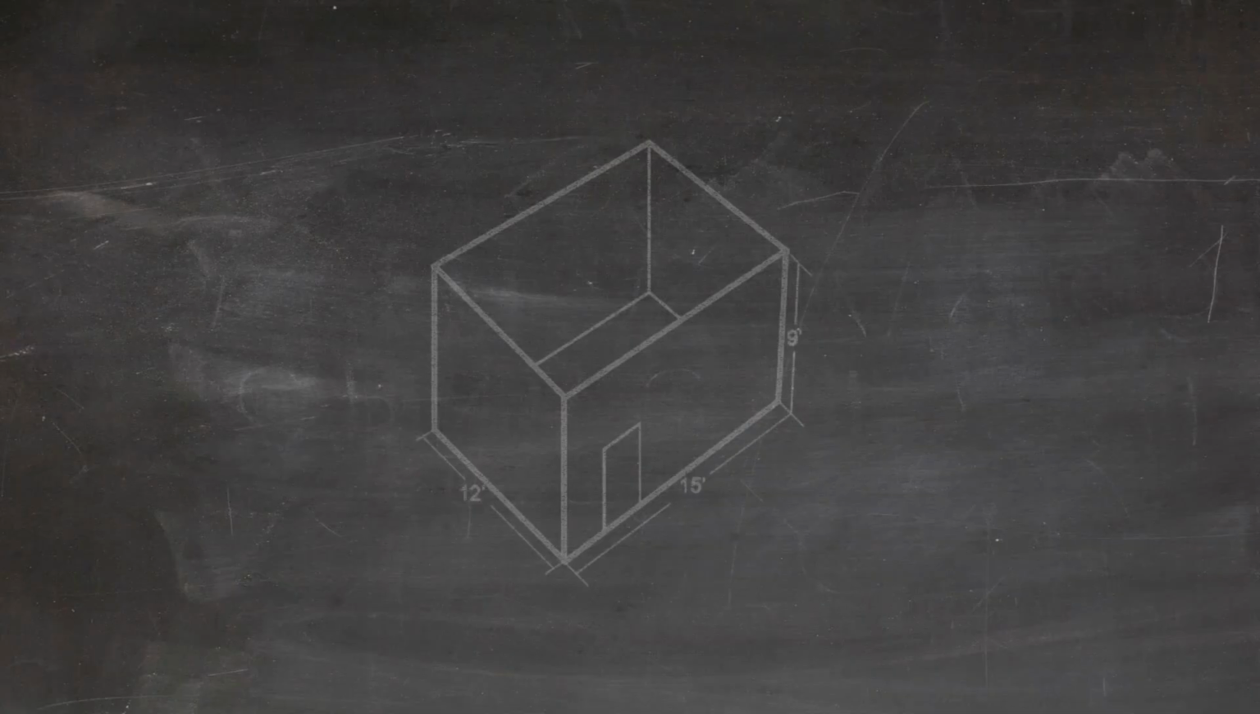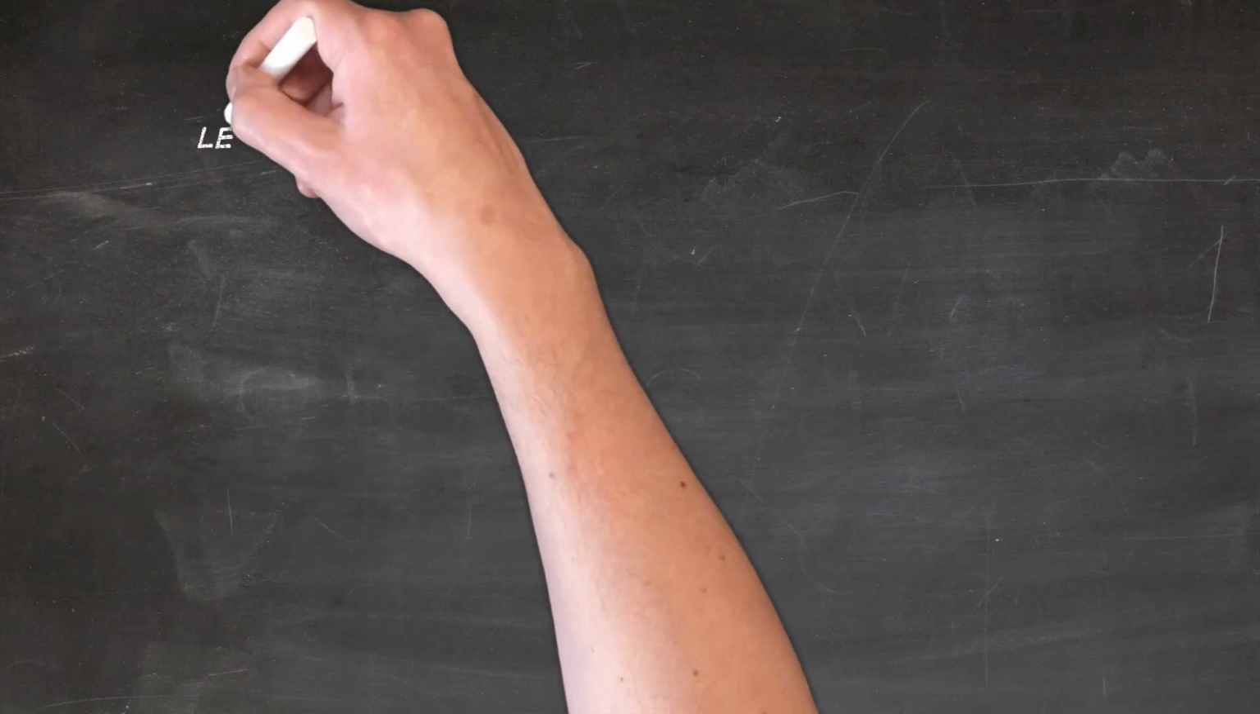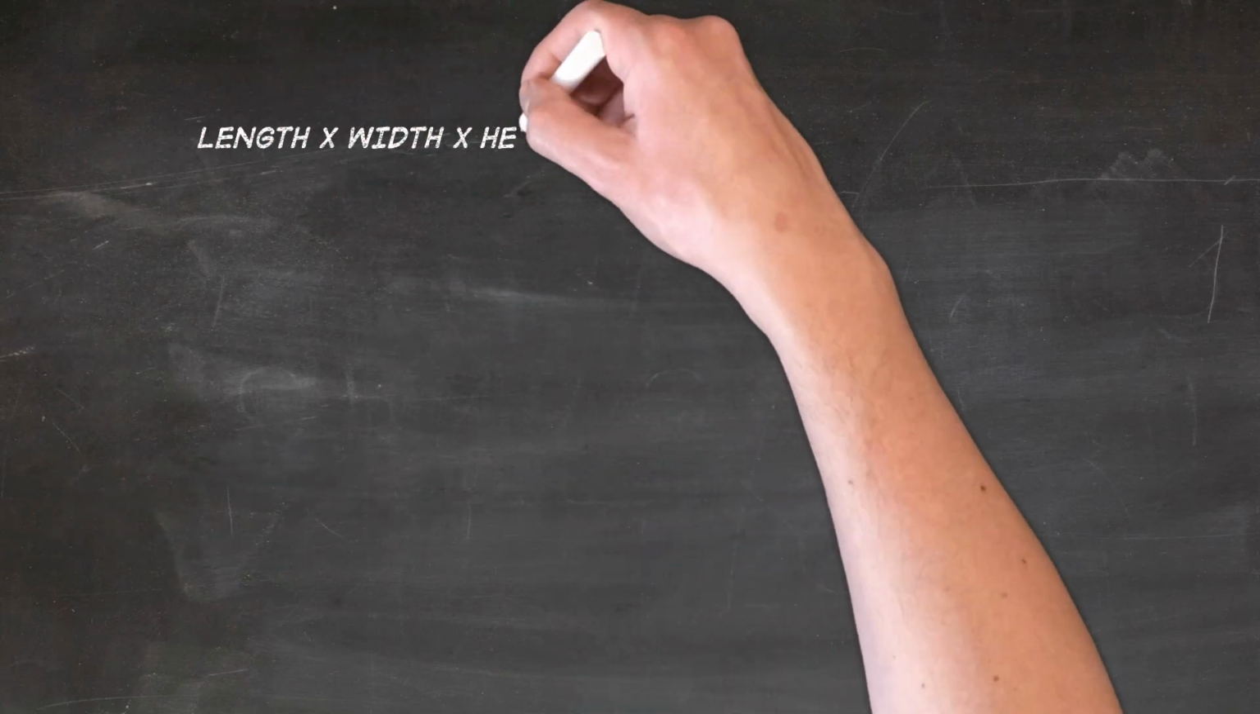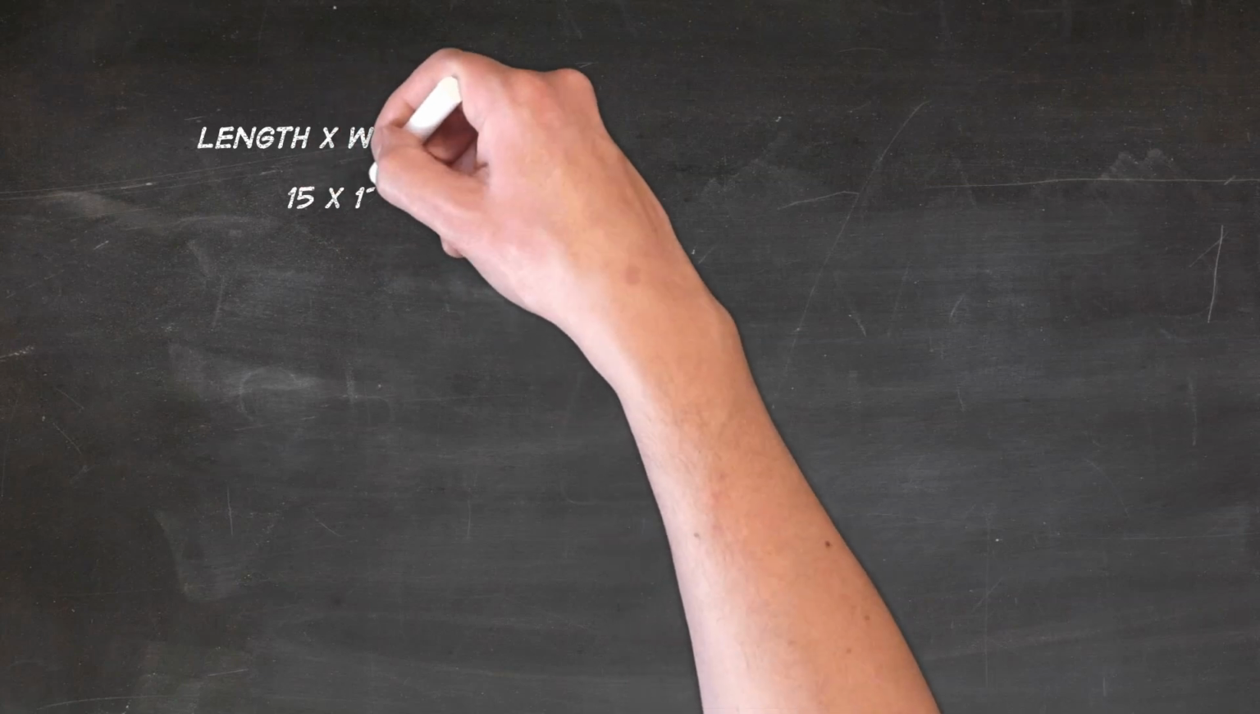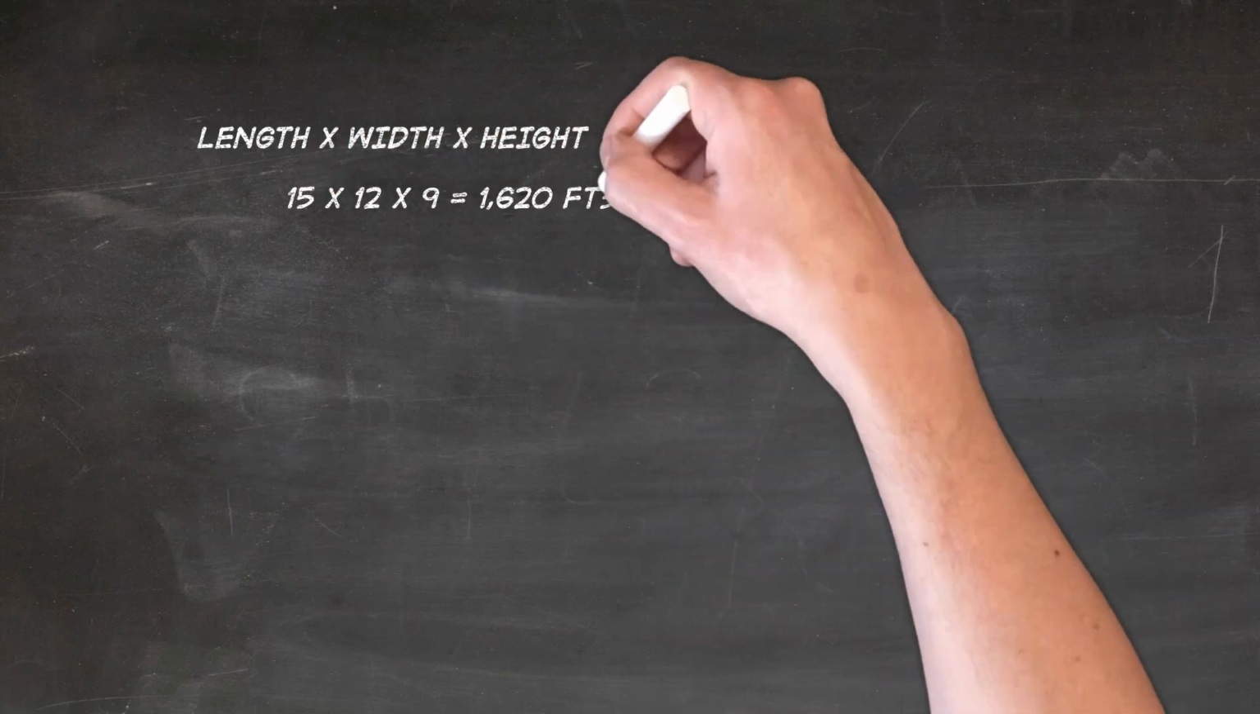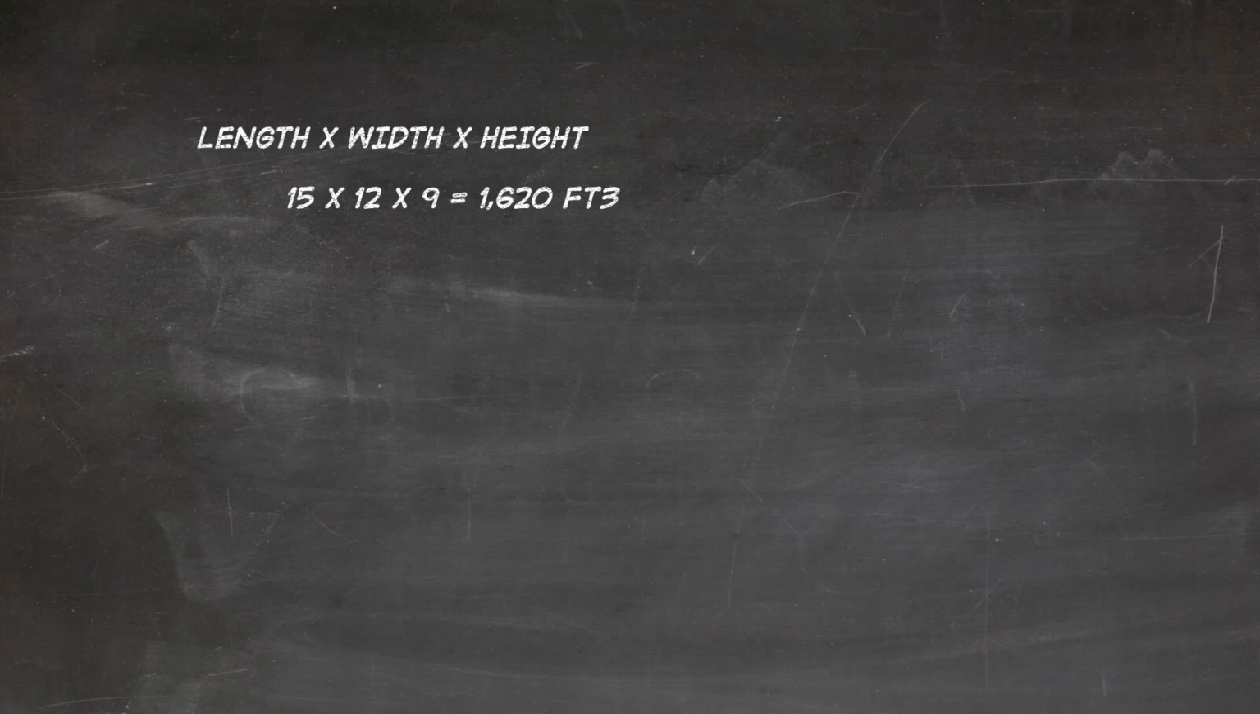Now, let's get into how to calculate it. The first thing you need to do is calculate the volume of the room. This is done by multiplying the length, width, and height of the space. Let's say, for example, we're working with a room that's 15 feet long, 12 feet wide, and has a ceiling height of 9 feet. When you multiply those together, 15 times 12 times 9, you get a total volume of 1,620 cubic feet.